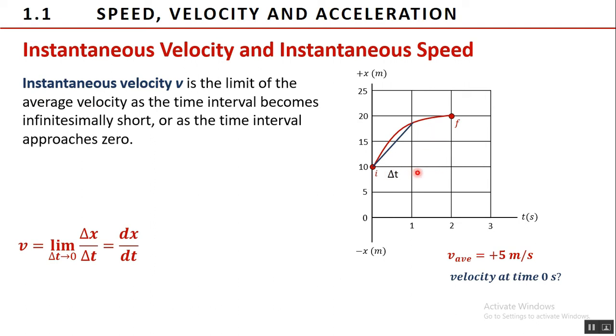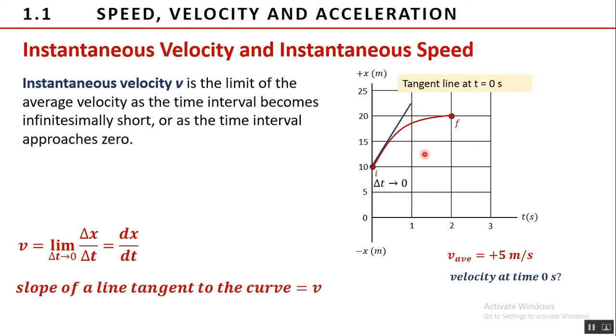And as you continuously move the final point f closer and closer to point i, the time interval is getting smaller and smaller until such time that the final point f approaches the initial point i, hence the time interval approaches 0. Surprisingly, the line seems to intersect at a single point on the graph and it is very small. Now we try to stretch this line. This line is called the tangent line at initial point i where the time is 0 seconds. And the slope of this tangent line represents the instantaneous velocity at time 0.